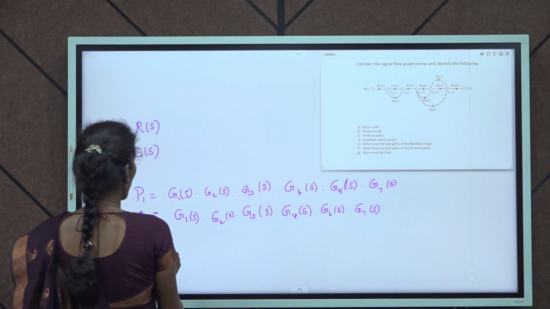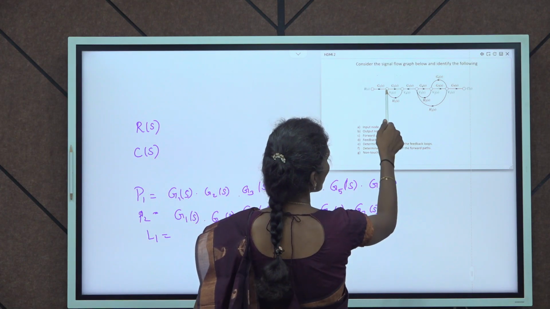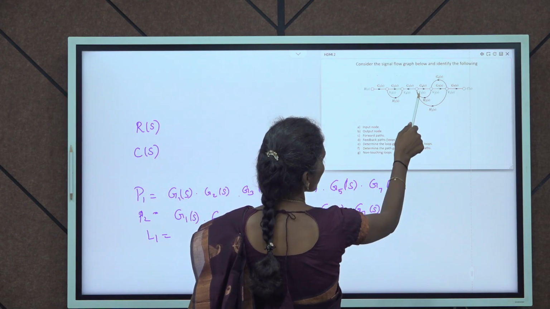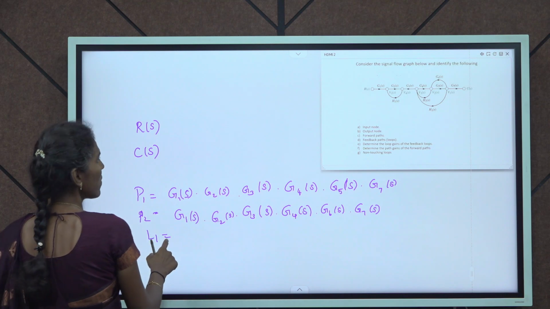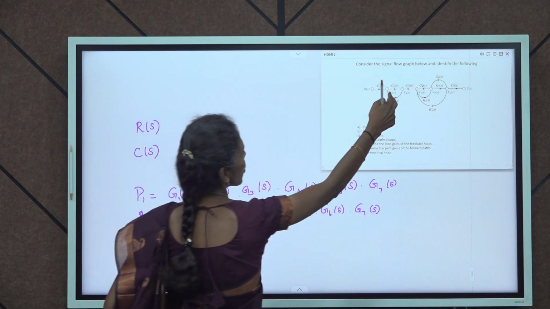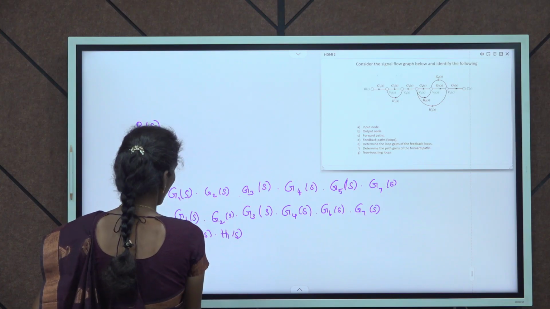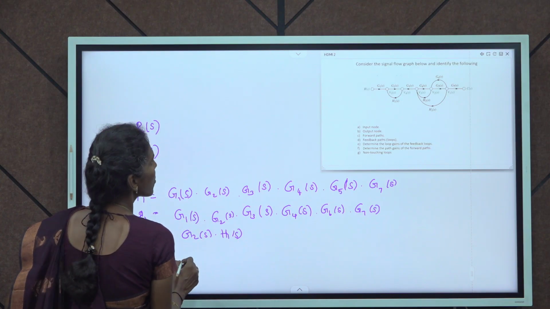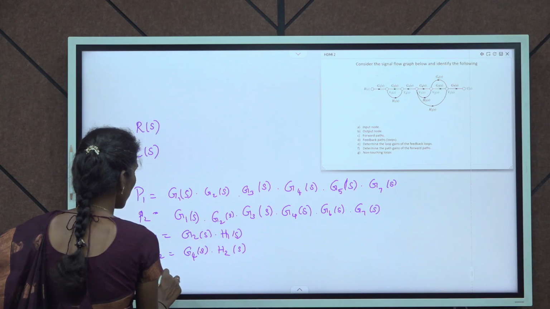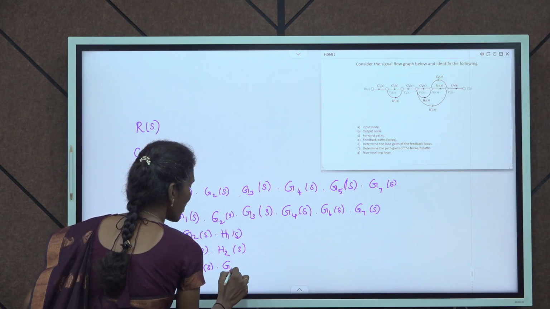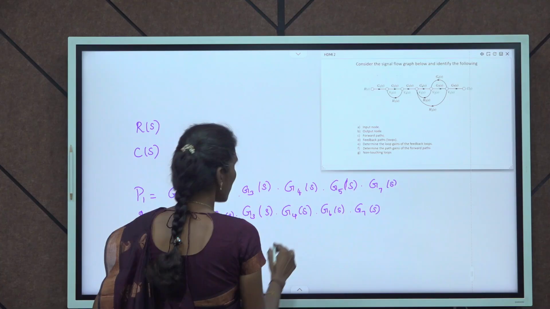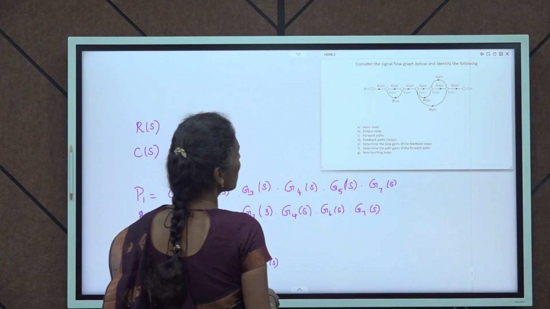And how many loops are here? From the diagram we can come to the conclusion that this is loop 1, this is loop 2 and this is loop 3. So first the loop L1, what is the gain of this loop is G2 of S into H1 of S. The loop 2 is G4 into H2 of S, and the loop 3 is G4S, G5S, and then the feedback path is H3 of S. So these are the feedback loops.